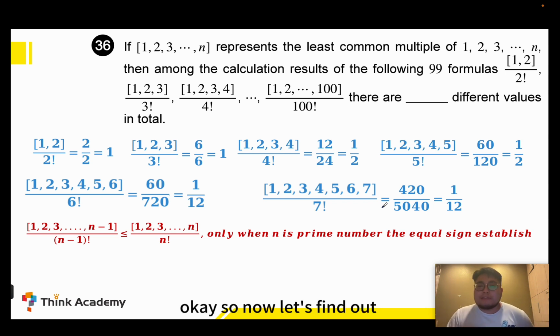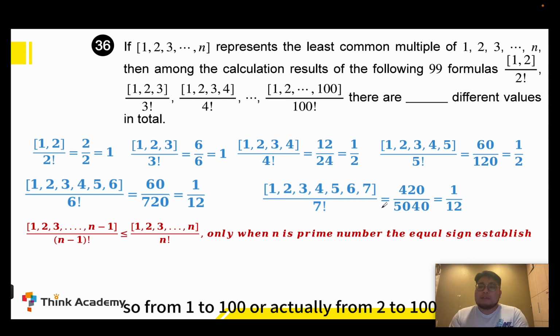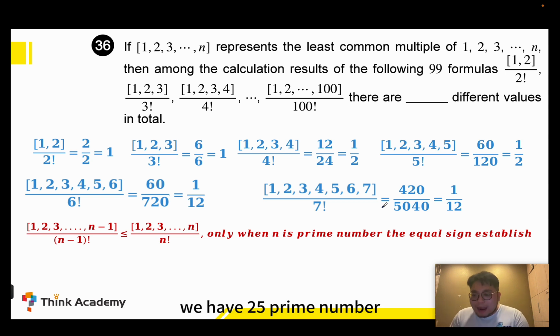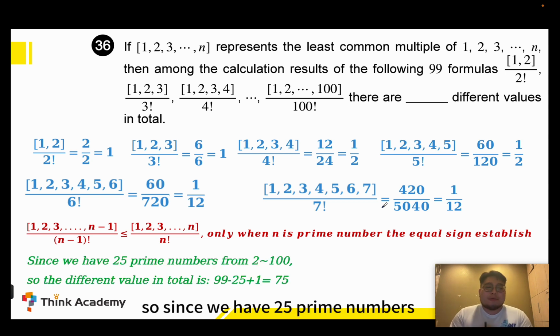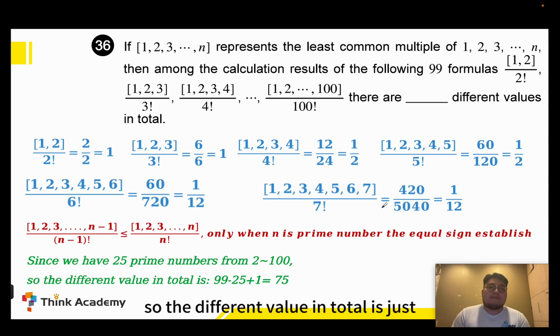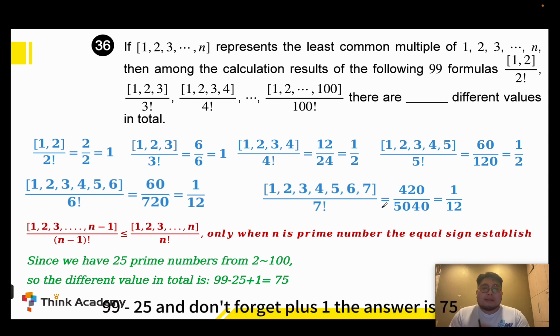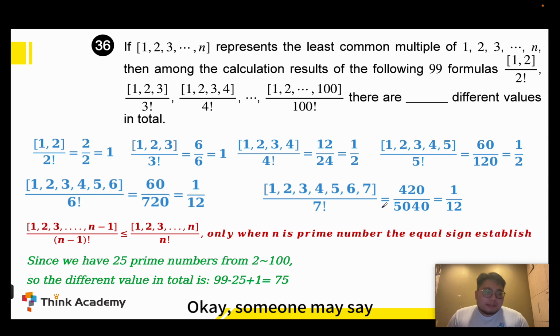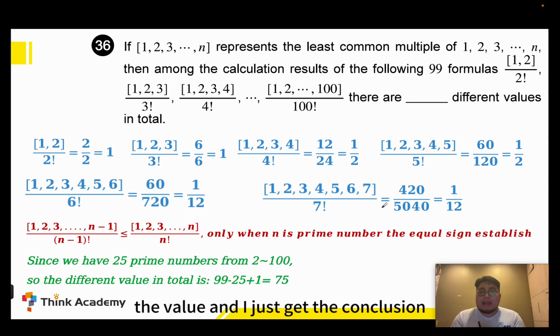Okay, so now let's find out how many different values. From 1 to 100, or actually from 2 to 100, we have 25 prime numbers. Since we have 25 prime numbers from 2 to 100, the total number of different values is just 99 minus 25, and don't forget plus 1. The answer is 75.